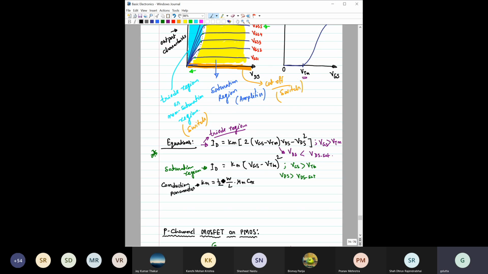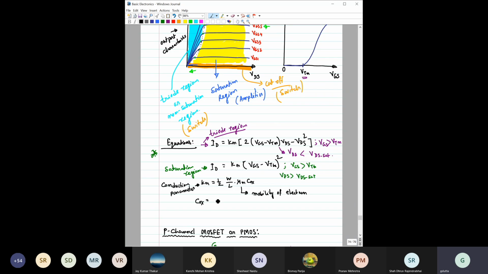Kn is the conduction parameter, right? W by L you already know. W is the width and L is the length of the transistor. Mu n is the mobility of electron, right? Mobility we have already discussed during our basic discussion on semiconductor.